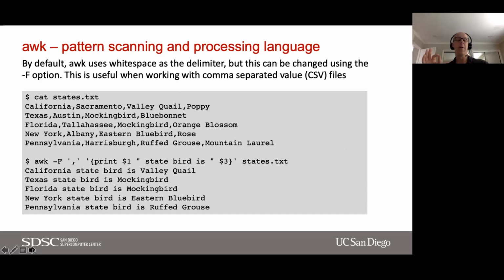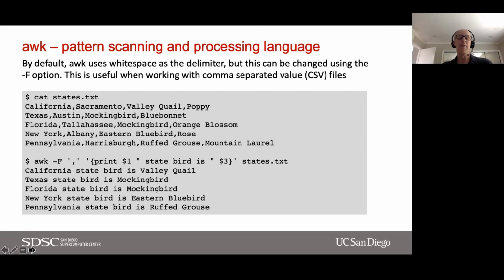By default, awk uses white space as the delimiter, but as you might expect, this can be changed. We have a -F option, and I find this is really handy when I'm working with comma-separated value files. So let's say I have a file called states.txt, and in this I list the state, the capital, the state bird, and the state flower.